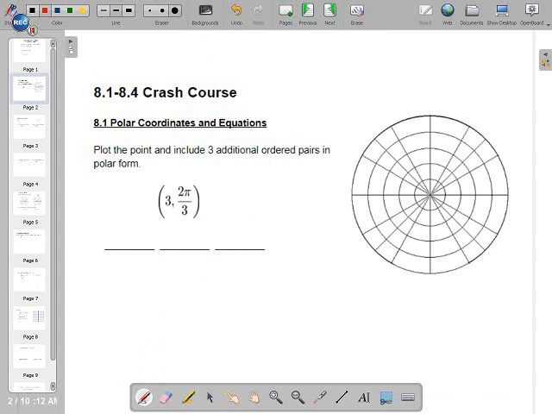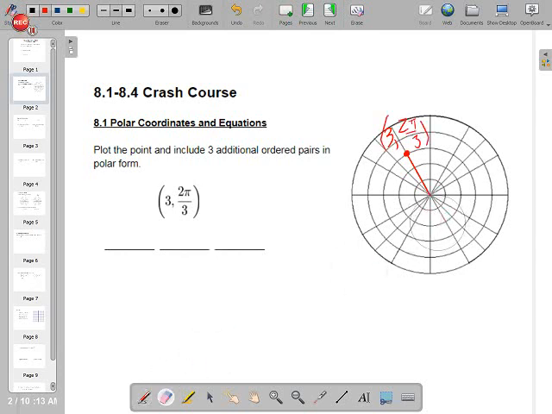The first question asks us to plot an ordered pair on the polar coordinate system. So (3, 2π/3). The 3 tells you that you are on not the first radius, not the second radius, but the third circle here. So we're on the third circle, 1, 2, 3. And 2π/3 is your reference angle. You should know that 2π/3 is up here somewhere. If I want you to plot the point (3, 2π/3), 1, 2, 3, that puts you right there. That is (3, 2π/3).